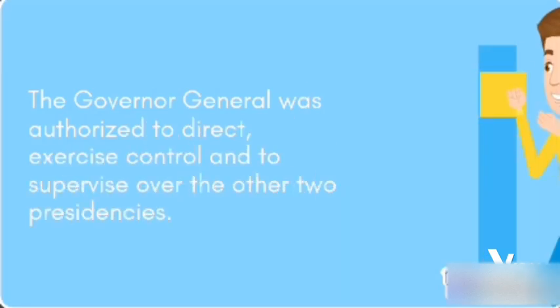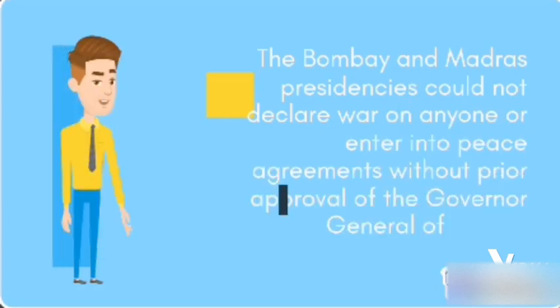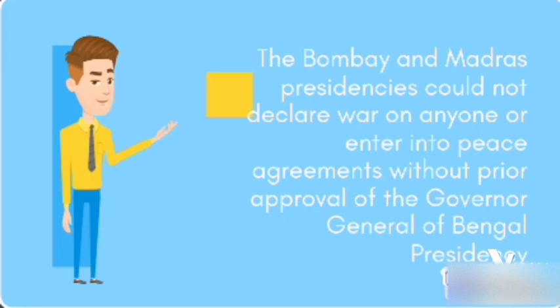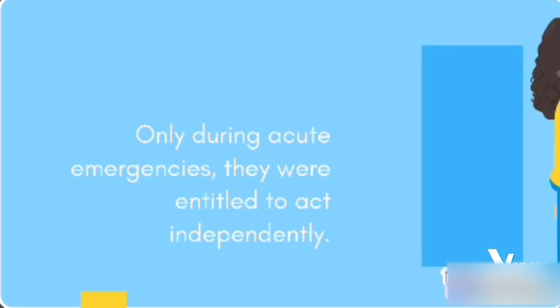The Governor-General was authorized to direct, exercise control and to supervise the other 2 presidencies. The Bombay and Madras presidencies could not declare war on anyone or enter into peace agreements without prior approval of the Governor-General of the Bengal Presidency. Only during acute emergencies, they were entitled to act independently.